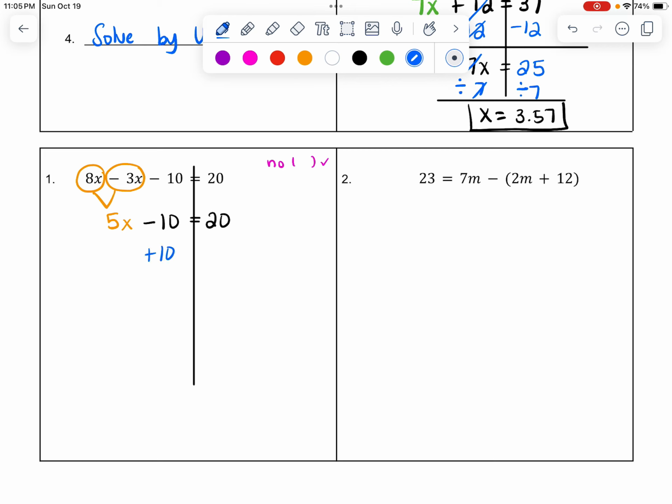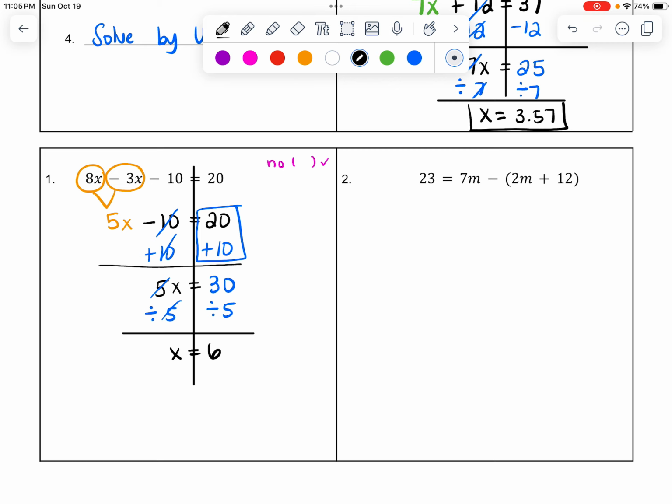I'm going to add the 10 on both sides, which means I get 5x equals 20 plus 10 makes 30. And then I'm going to divide by 5 on both sides. And I'm going to get x equals 6.